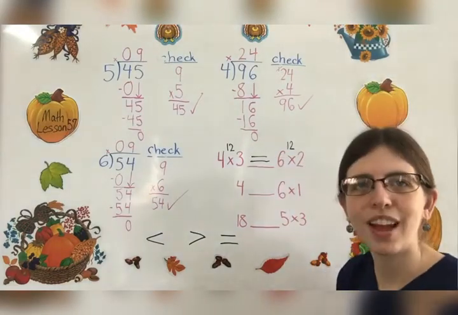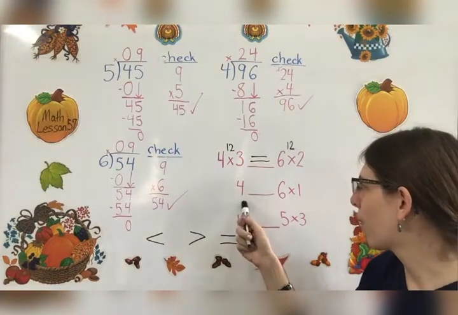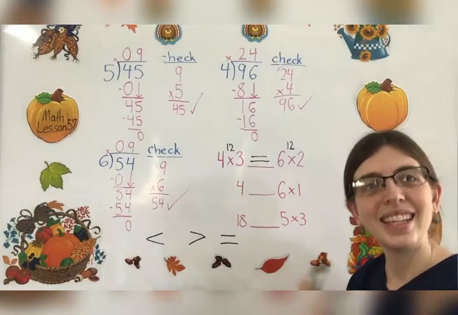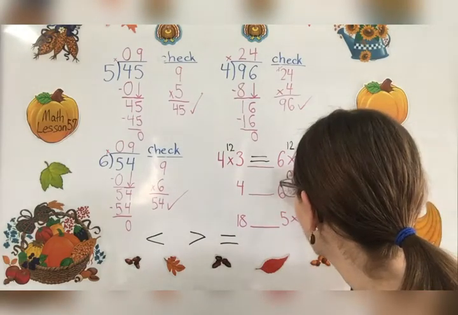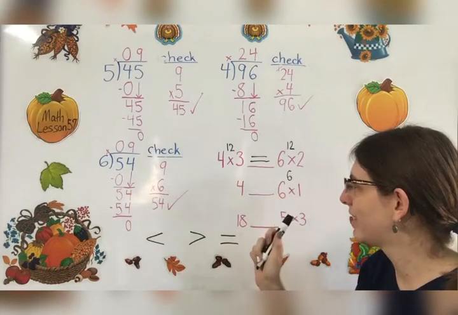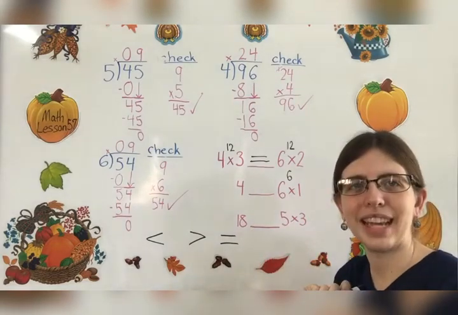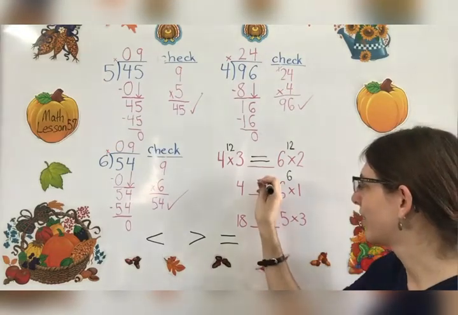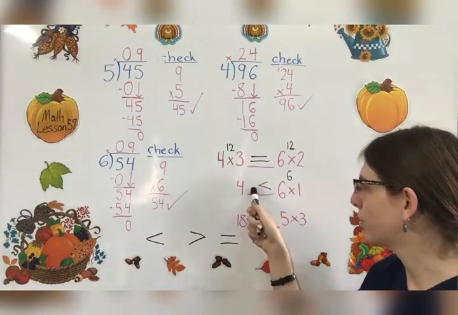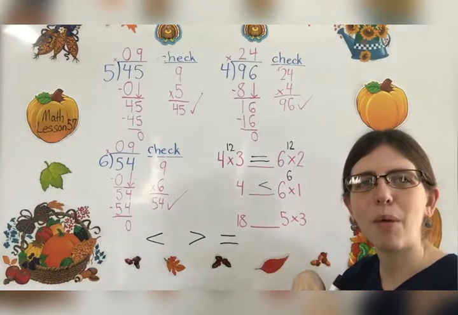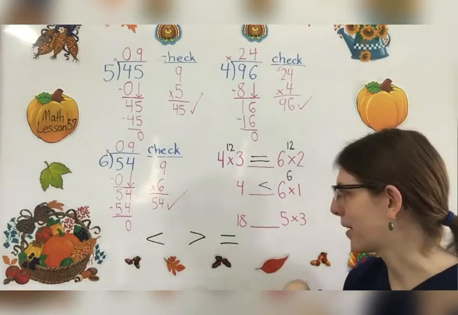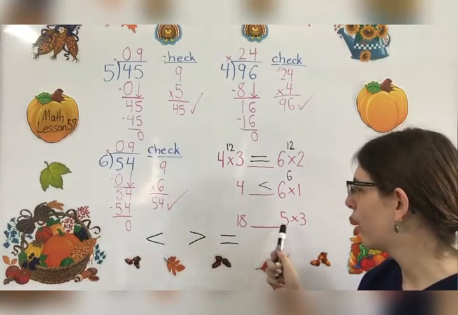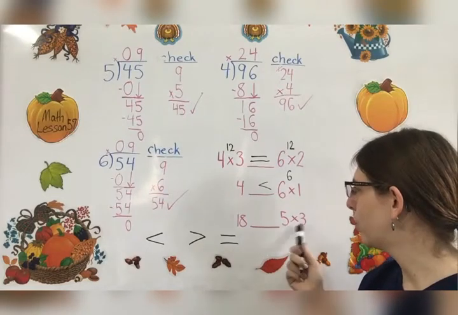Very good. Okay, here I have 4 and 6 times 1. Well, what is 6 times 1? 6, very good. So is 4 less than 6, greater than 6, or equal to 6? It's less than, it's menos de. So we have to have this closed end towards the 4, the big open end towards the 6, because the 6 is bigger.